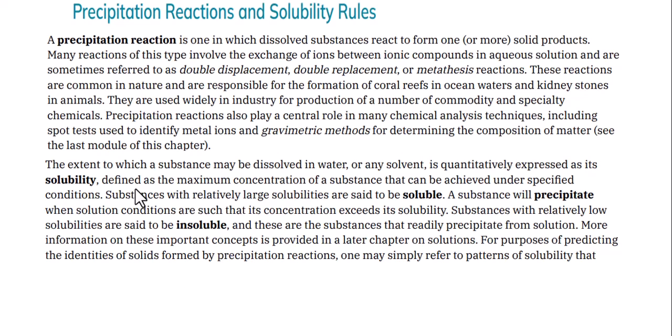Precipitation reactions also play a central role in many chemical analysis techniques, including spot tests used to identify metal ions and gravimetric methods for determining the composition of matter.